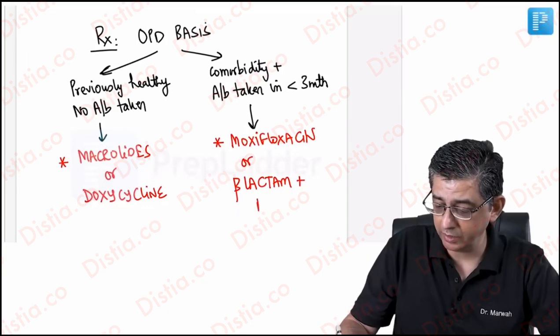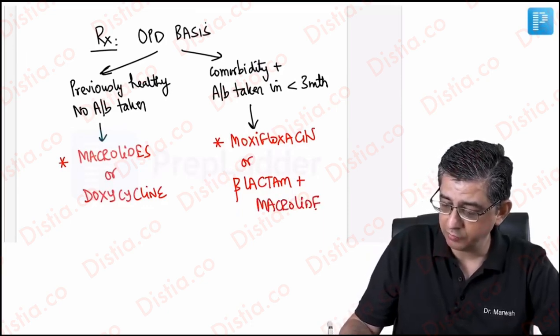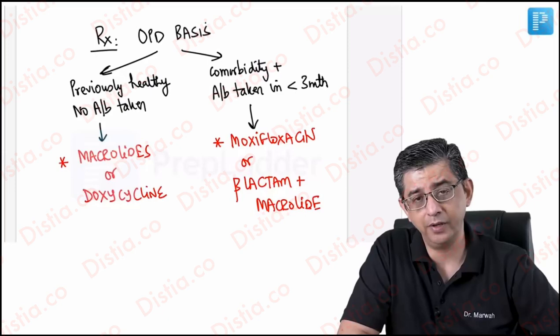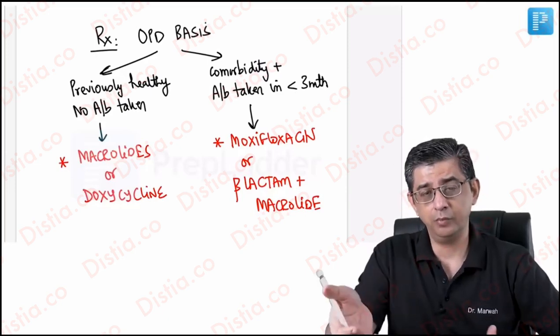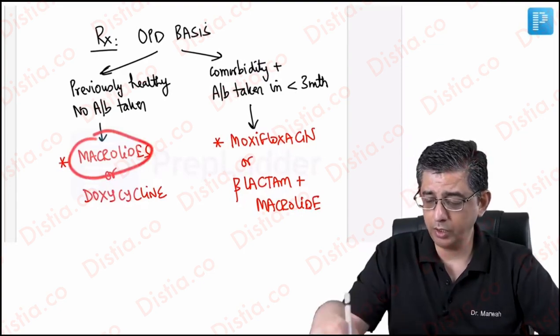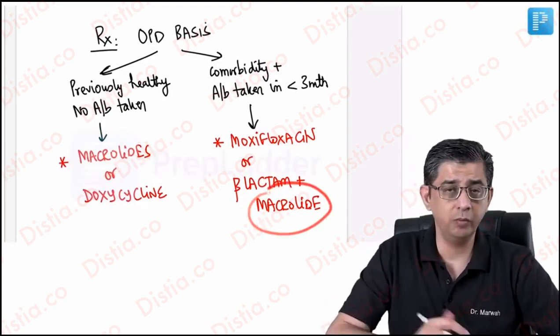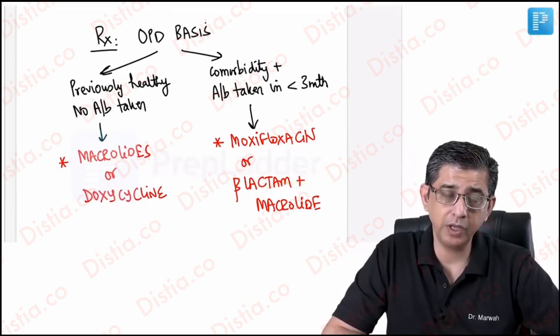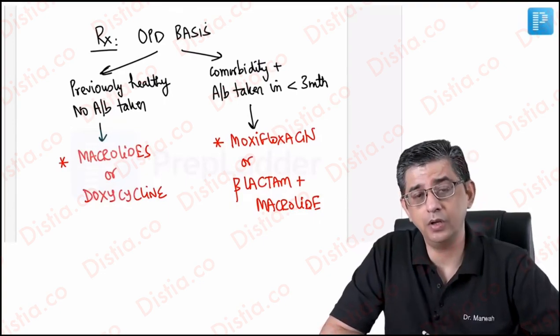I want to highlight that on the right hand side, it would be a combination if we are not talking about respiratory fluoroquinolone, that is beta-lactam plus macrolide. Overall, you can see from this discussion that macrolides are prescribed to anybody who's having a diagnosis of pneumonia because macrolides will be covering typical organisms also and atypical organisms also.